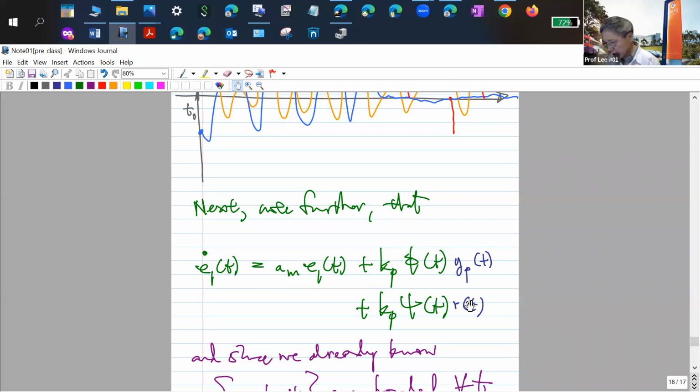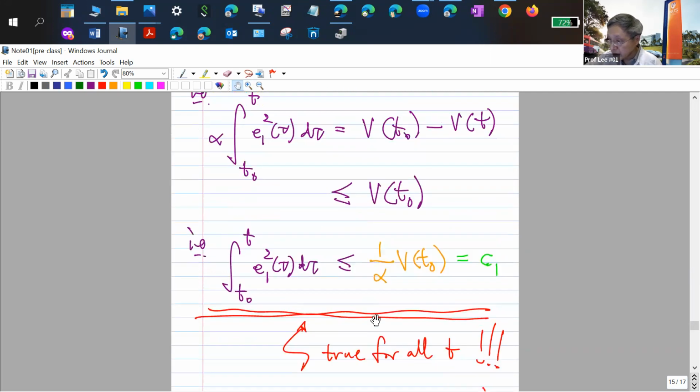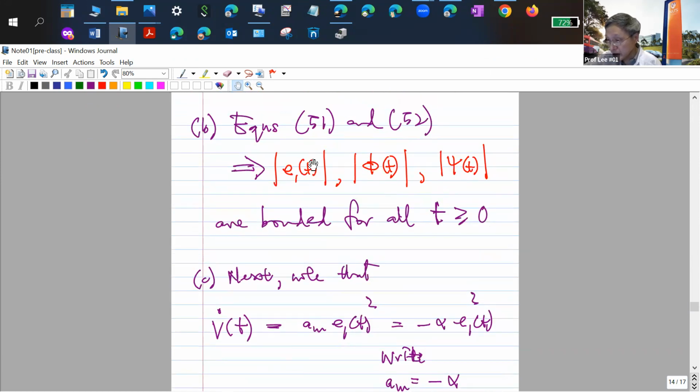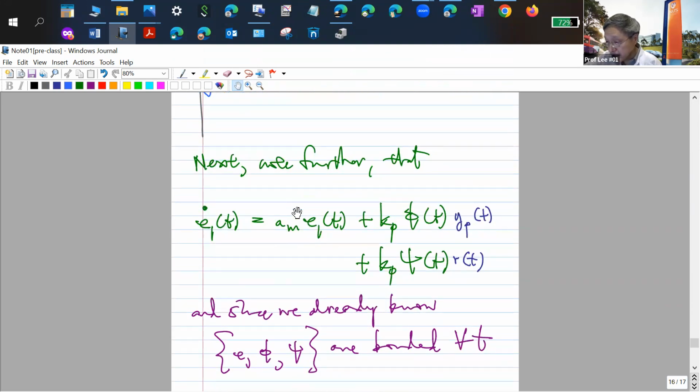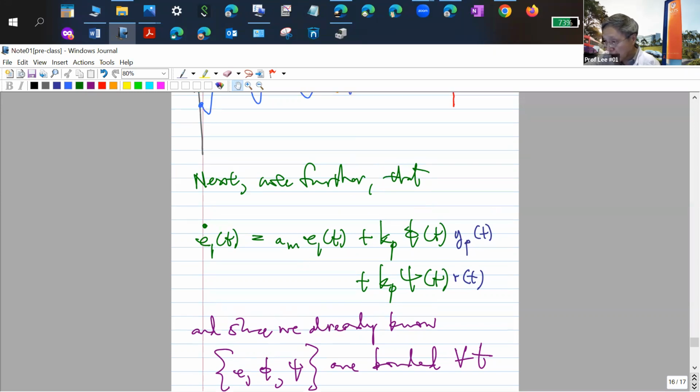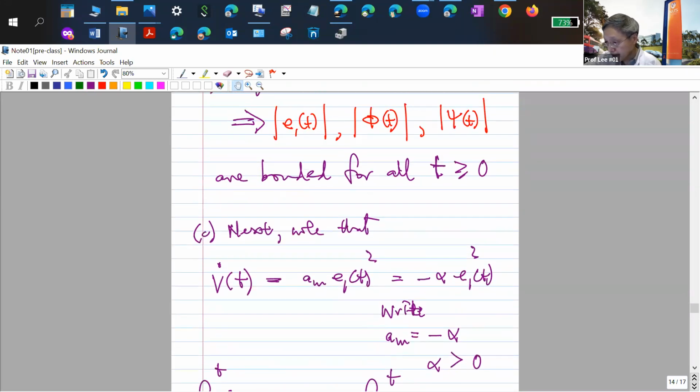Now stare at this expression very carefully. AM is just a number. E1 we have just shown to be bounded. Phi we have just shown to be bounded above. YP equals E1 plus YM, that is E1 is YP minus YM. E1 is bounded, YM is bounded. Therefore, YP is also bounded from what we have proved above.